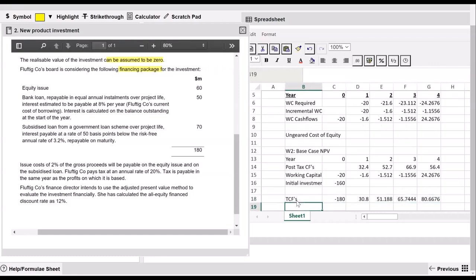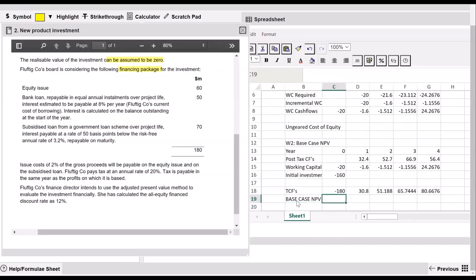And in order to find out the base case NPV, we need to get the ungeared cost of equity. So let's read. Issue cost is specified as 2% of gross proceeds, and that issue cost is there on equity and subsidized loan. It is not there on the bank loan. And there is a tax rate of 20% specified. Taxes are payable in the same year as the profit on which it is based.